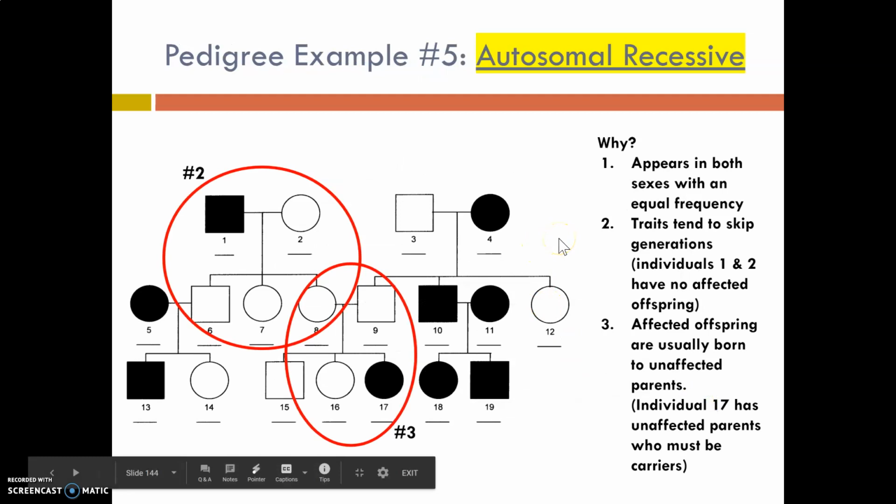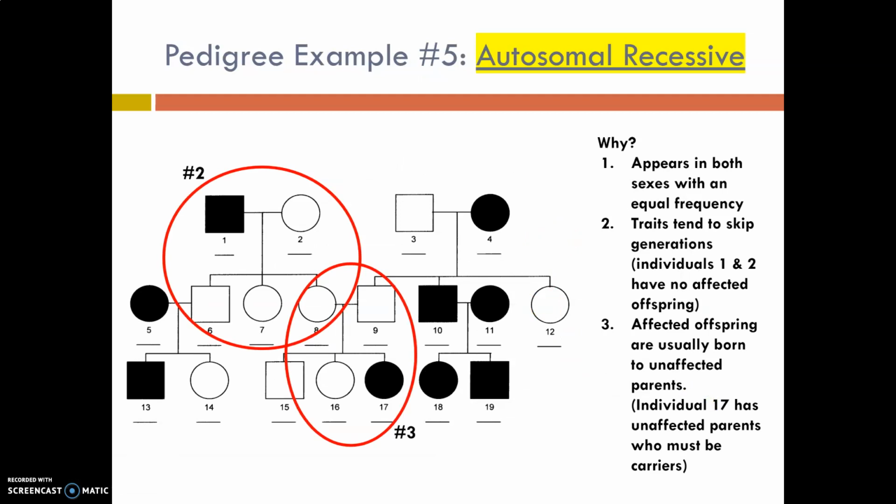Autosomal recessive is going to fit this the best, because we see the trait in both sexes with fairly equal frequency. We've got 1, 2, 3, 4 males and 1, 2, 3, 4, 5 females. That's pretty close to equal on both sides. The traits tend to skip generations. Now this one is super hard to see because you think that it's in every generation, because you see an affected person in every generation.